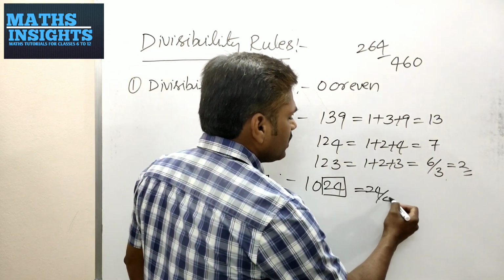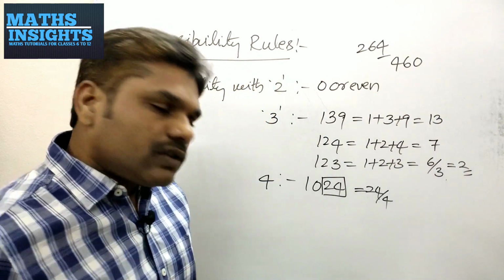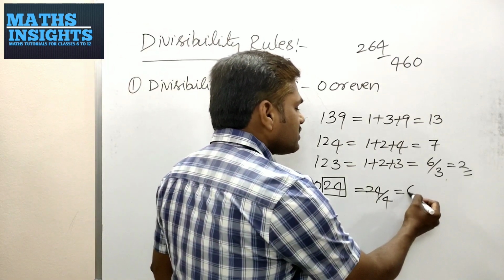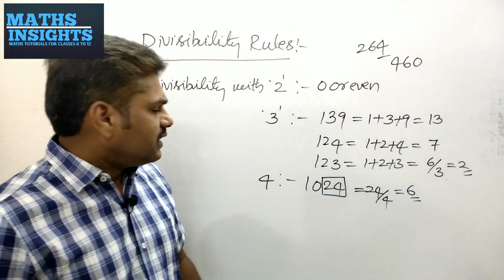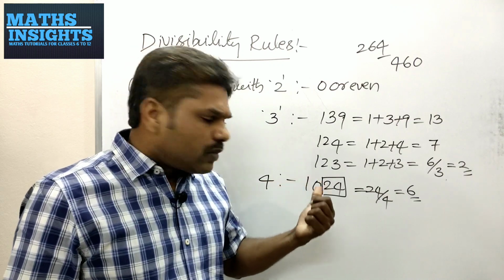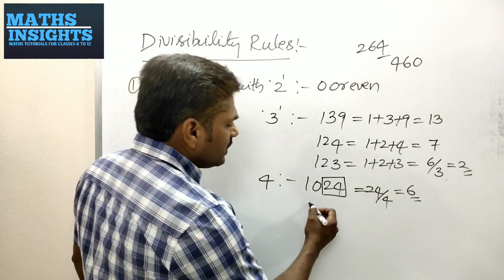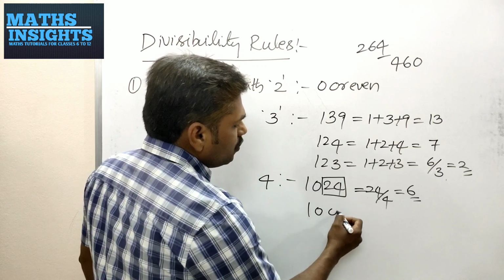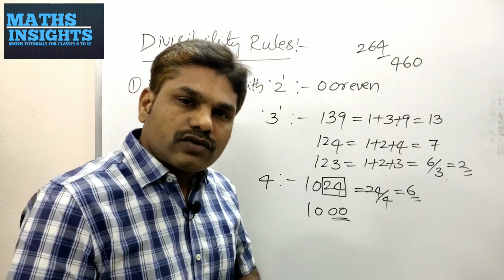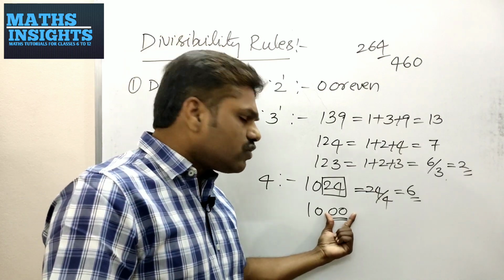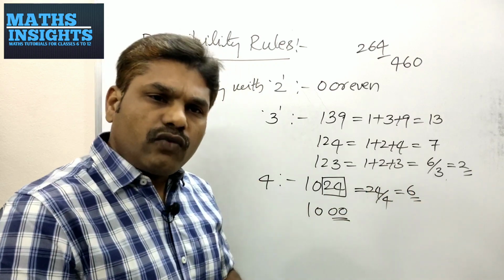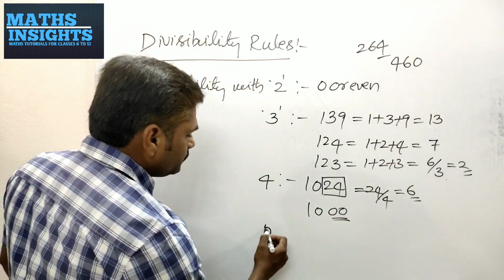So 24 by 4. 24 is exactly divisible by 4. Therefore, you will get 6 as your quotient. Then you will decide that this 1024 is exactly divisible by 4. And again, if you take another example, this is 1000. If you observe, the last two digits of 1000 are zeros. What I said, when you find two zeros in the last two digits, that whole number is also divisible by 4.